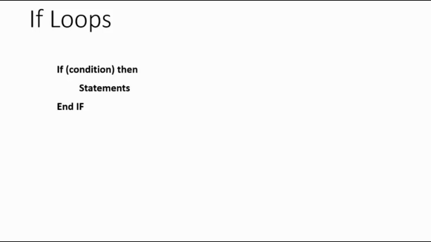So now we're going to talk about if loops. With if loops, you're testing for a condition. So if, and you state in the brackets there the condition, if that's true, then you complete the statements in between the if and the end if. So now let's show examples.